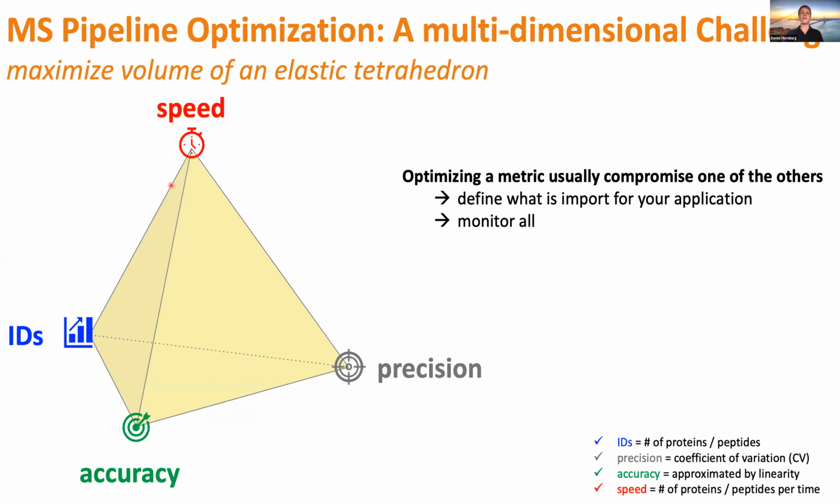We want to process hundreds, if not thousands or tens of thousands of samples. So this is a pretty important aspect too. The problem with that, or the challenge, is that all these parameters depend on each other.